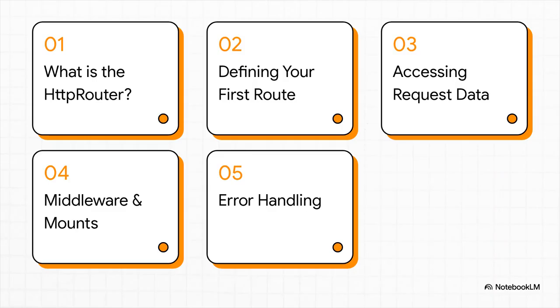Okay, so here's what we've got on deck. We'll kick things off with what the HTTP router even is. Then we'll get our hands dirty and define a route. After that, we'll see how to safely grab data from a request. Next up, we'll talk about putting bigger apps together using middleware and mounts. And to wrap it all up, we'll dive into Effect's awesome type-safe error handling to make our app super robust.